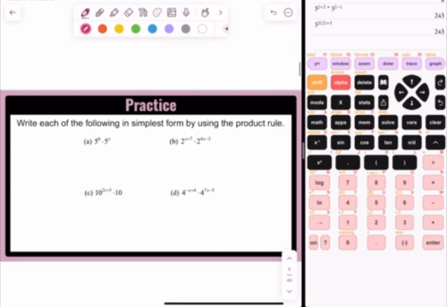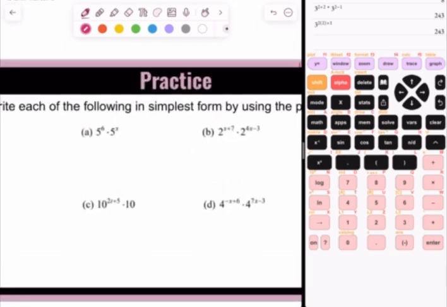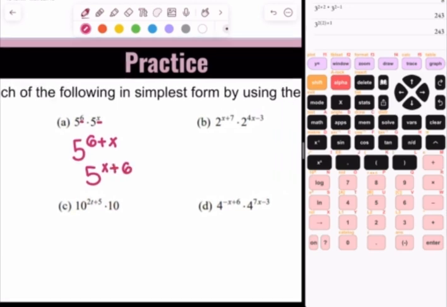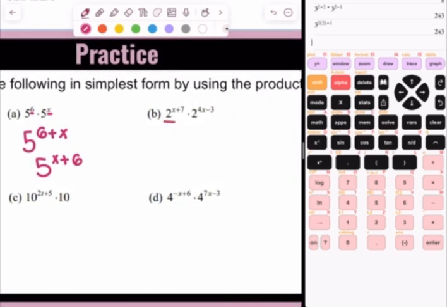Practice writing each of these in simplest form by using the product rule. All right, keep the base, and then 6 plus x is just going to be 6 plus x. Or I could write it as x plus 6. Either of these are correct. All right, this next one, I'm going to keep my base of 2 the same, and then I'm going to be adding x plus 7 plus 4x minus 3. So x plus 4x is 5x, and 7 plus negative 3, or 7 minus 3, is 4.